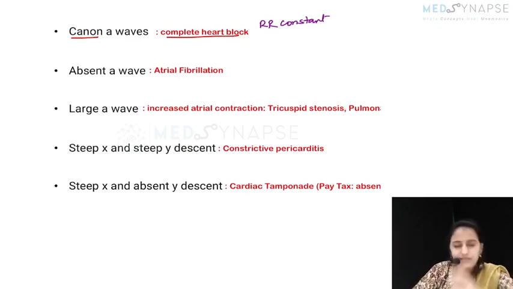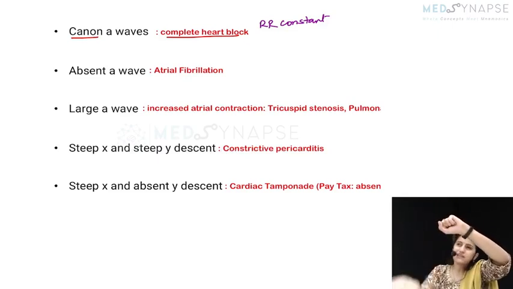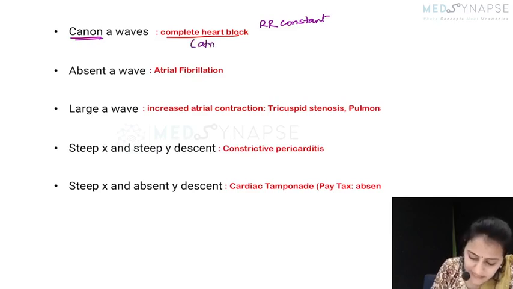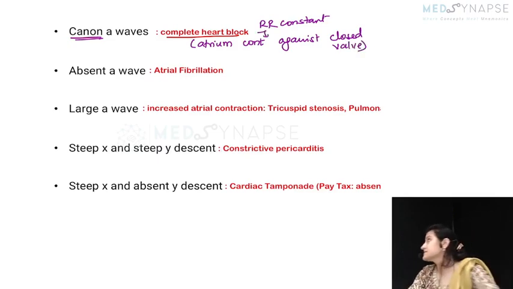Okay? So when the atrium contracts against a closed valve, a closed door, the pressure will increase significantly. That will give the Cannon A wave. It's basically because the atrium is contracting against a closed valve. The pressure will increase significantly. That is Cannon A wave.